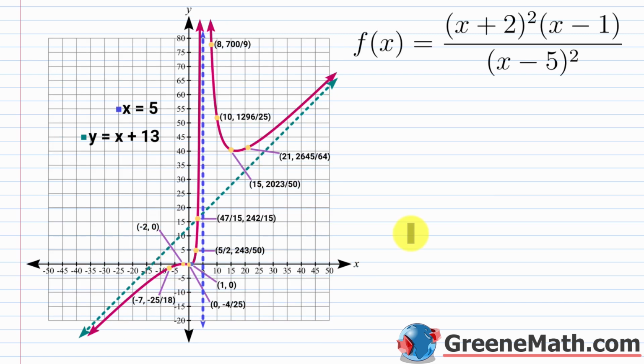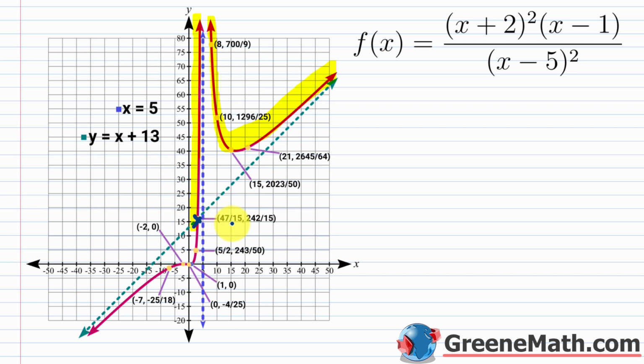So let's just come down to the computer-generated version. It'll be a little bit better. So this is f of x equals the quantity x plus 2 squared times the quantity x minus 1 over the quantity x minus 5 squared. Again, I know that this goes up like that, and this is going to go up like that as well. This is going to come down, curve, and then approach that y equals x plus 13. This right here is going to come down, come down, and we're going to cross through right there. So this is where we're going to intersect with that slant asymptote.